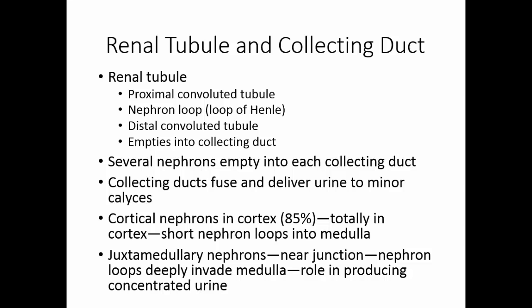The juxtamedullary nephrons are the ones that are very near the junction. The nephron loops are very long and go very deep into the medulla. The cortical nephrons are more involved in absorbing material from the filtrate. The juxtamedullary nephrons are more involved in producing a concentrated or dilute urine.